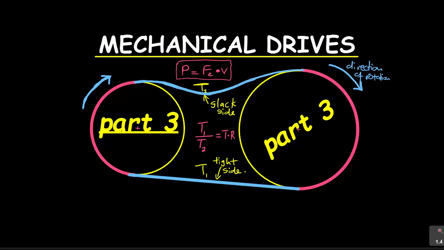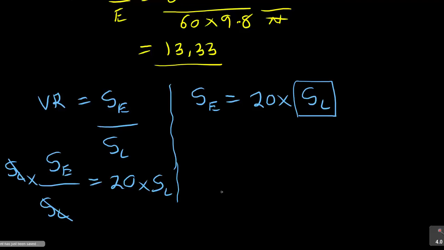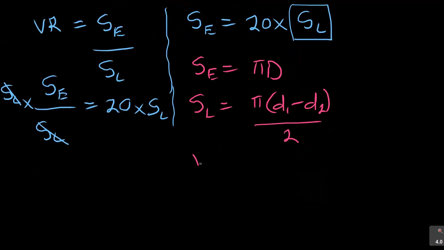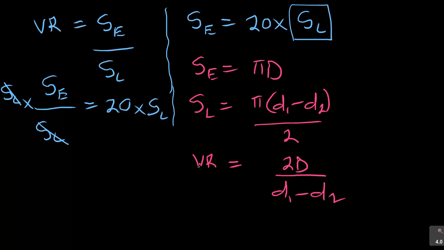So you are forced to use some of the information in your textbook on how you calculate. Let me remind you. When you're calculating the distance moved by effort, you use pi D. When you're calculating the distance moved by load, you use pi times (D1 minus D2), divided by 2. And when you combine these formulas, VR, the velocity ratio, is equal to 2D over D1 minus D2.